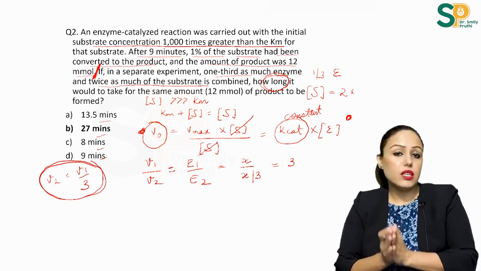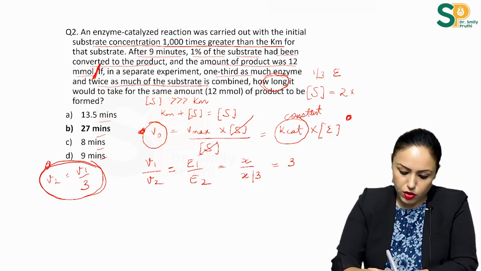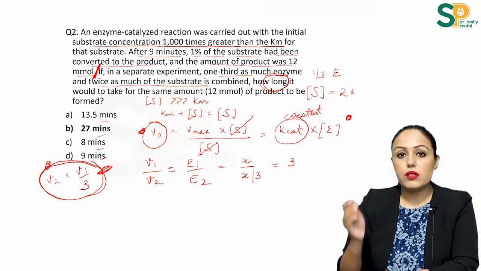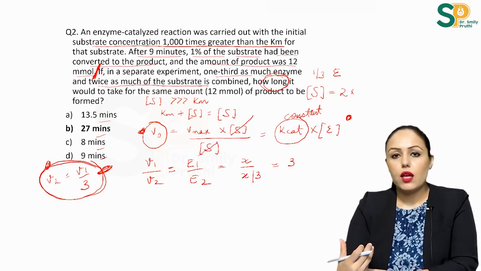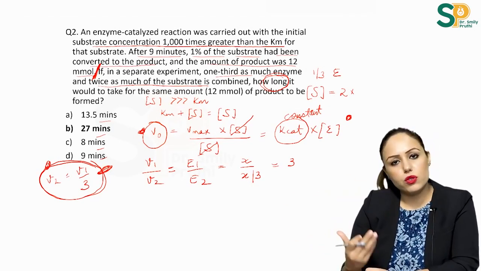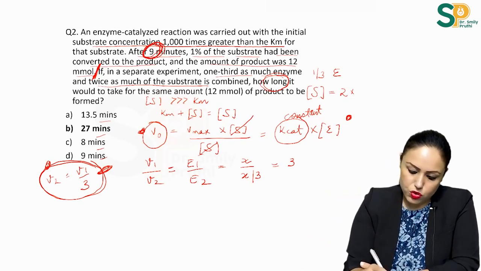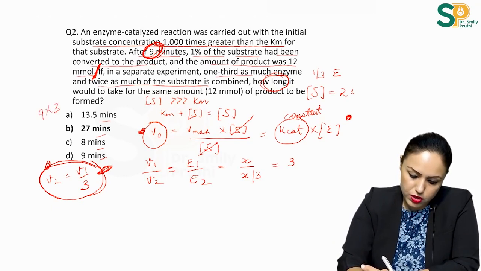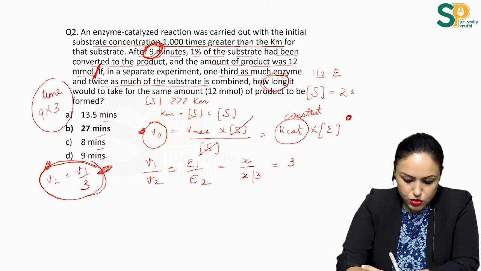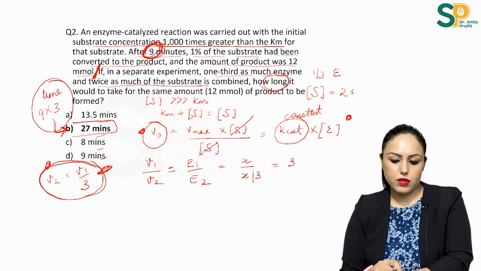So velocity is decreased. Can you see? As enzyme is decreased, velocity will be decreased. So in the second case, velocity is equal to V1 by 3. As velocity is decreased by 3 times, the time taken will be increased. More time will now be taken for the same product to be formed. Initially the time taken is 9 minutes. So 9 into 3. As velocity is decreased by 3 times, time taken will be increased by 3 times. 9 into 3 is 27. That is the answer.